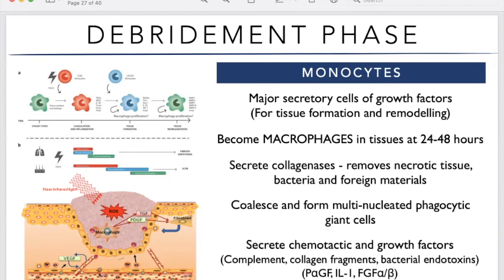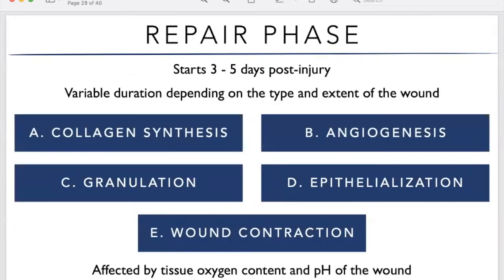All right. Next, repair phase. After inflammation was done, you remove the debris with the debridement phase. Now we start repairing, right? And this starts 3 to 5 days post-injury, again, depending on the size of the wound, right? And where it is.